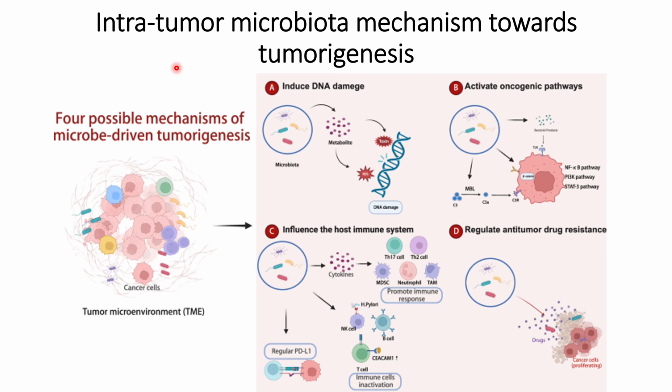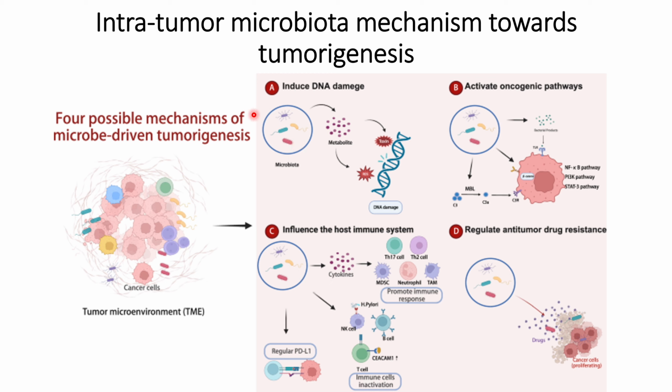In this video, we will discuss some of the ways by which intra-tumor microbiota can affect tumorigenesis, promote the pro-tumorigenic effect, and suppress the immune response. So we will understand different mechanisms that are possible by which intra-tumor microbiota helps the tumor cells to grow. First one is about induced DNA damage.